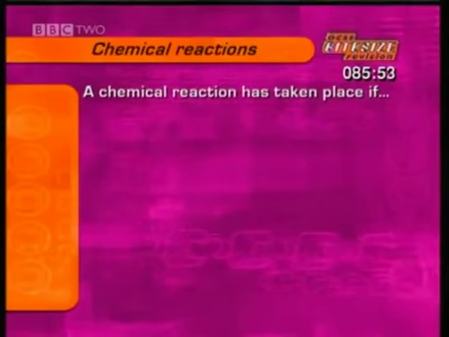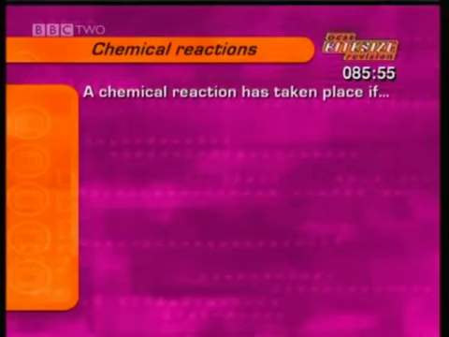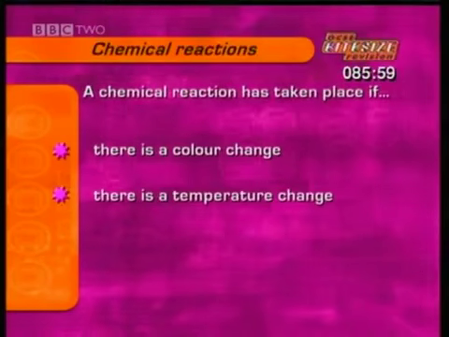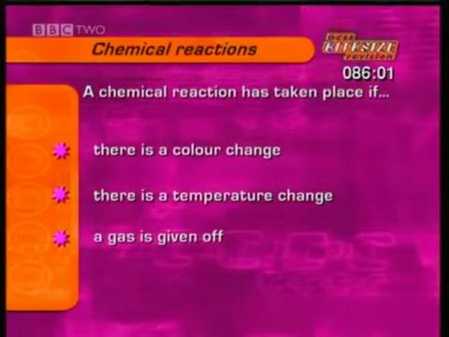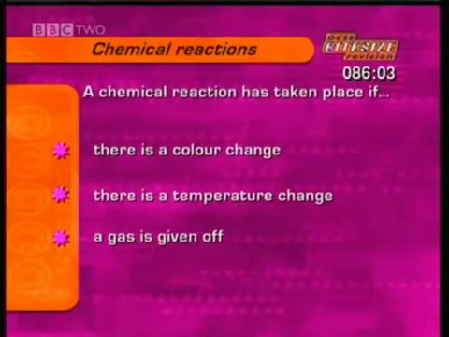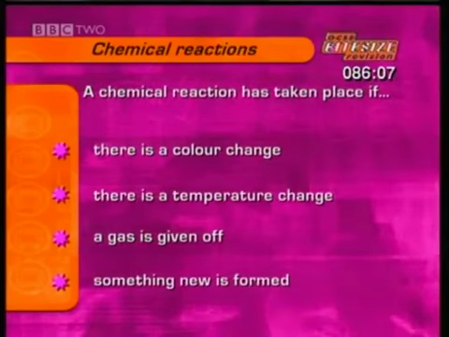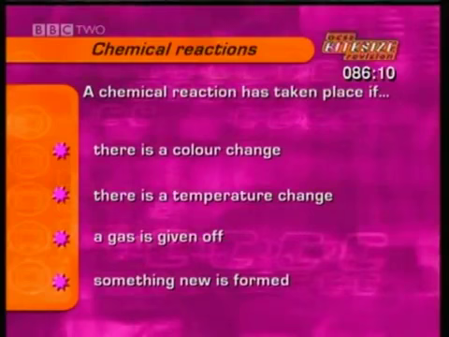You can tell a chemical reaction has taken place if one or more of the following things happen. There's a colour change, there's a temperature change, or a gas is given off, indicated by bubbling, fizzing or a flame. Something new is always formed as a result of a chemical reaction.